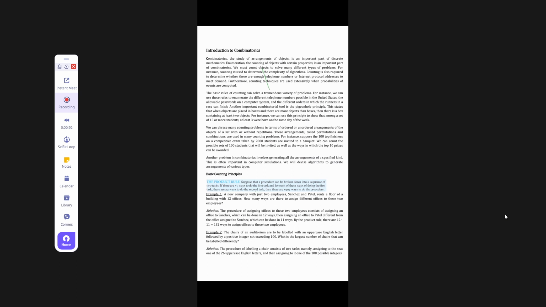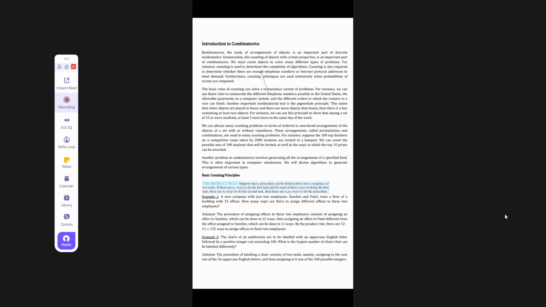The first rule is product rule. Effectively, what that means is if you can do a task in a tree-like manner. Okay, so for example, this process can be divided into task 1.